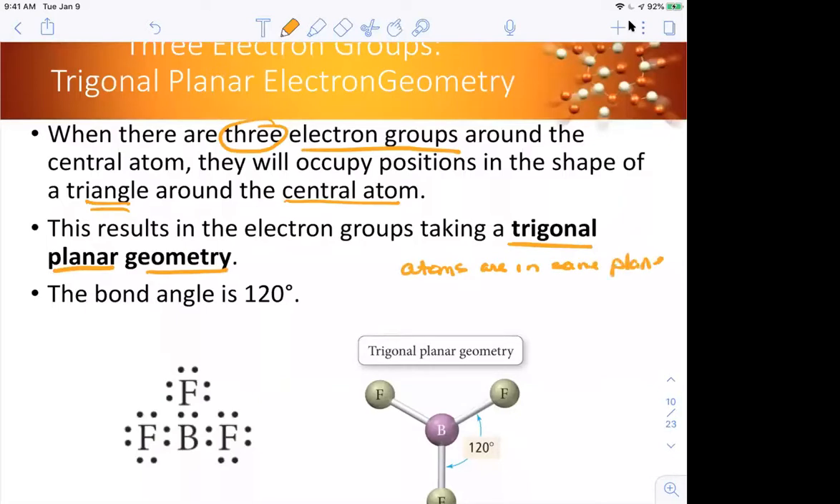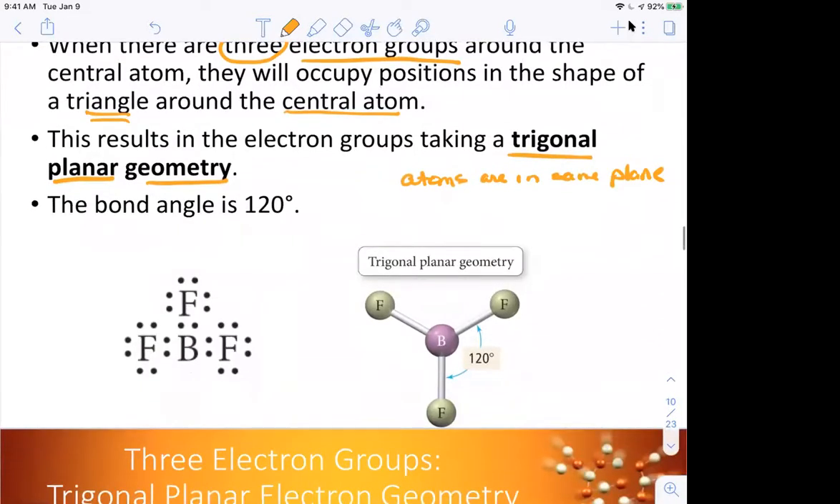So this is a flat situation, and here's where I get that trigonal geometry. The planar is because they're all in the same plane, and it's a flat molecule basically. These bond angles are 120 degrees. So this BF3, boron trifluoride, is actually an example of this.